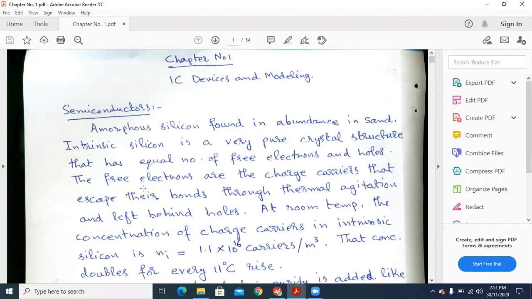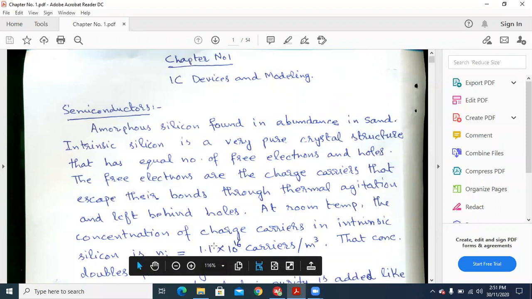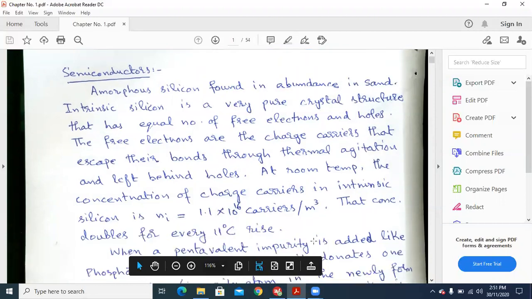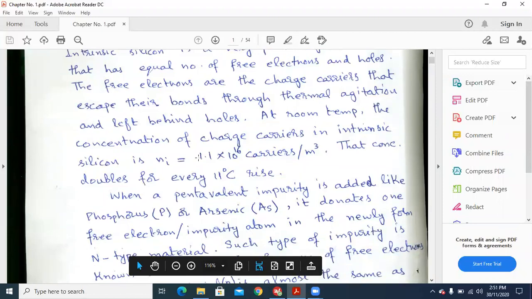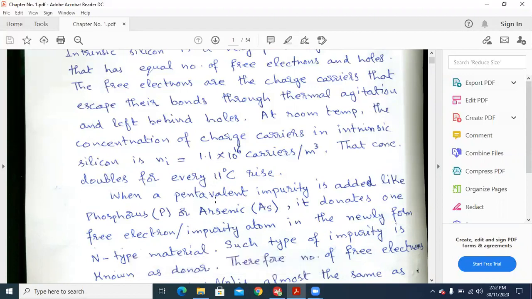So you know that most of the semiconductor devices are made of silicon, and silicon is found in abundance in sand. The intrinsic silicon contains almost 1.1 x 10^16 carriers per cubic meter, and that concentration doubles for every 11 degrees centigrade rise in temperature. Pure silicon cannot behave as a semiconductor material, so we have to add some impurity, which is called the dopant, and it can be pentavalent.